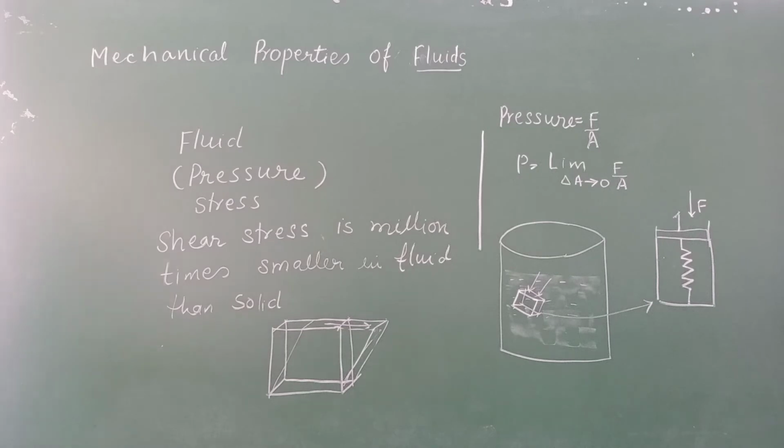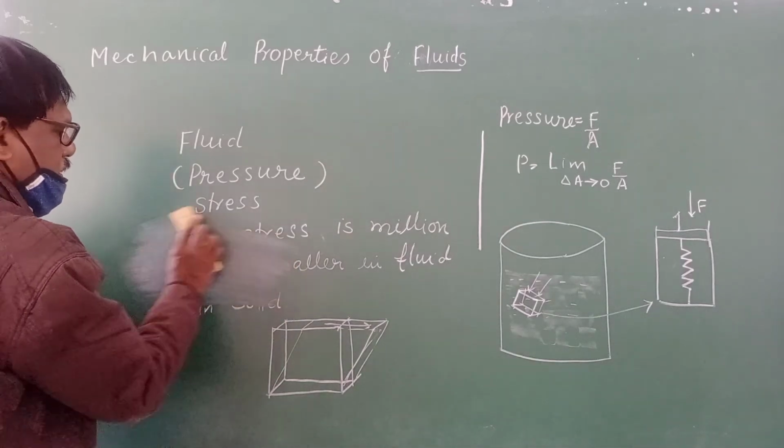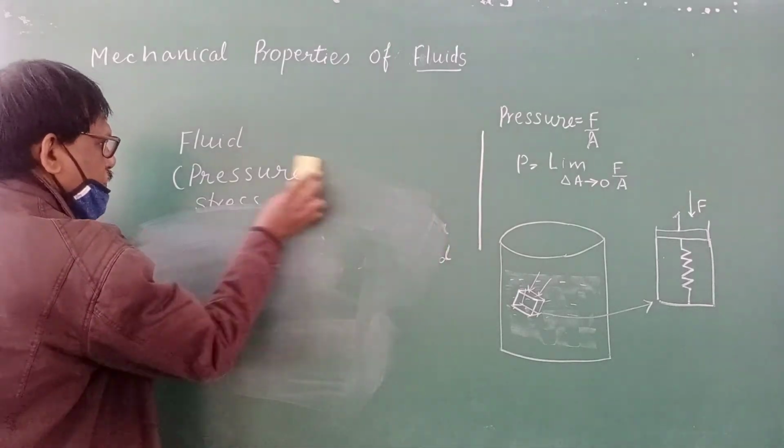It is a very important physical quantity. Its unit is Newton per meter square, and its dimension will be equal to that of Young's modulus. You know Young's modulus, Y equals mgl by pi r square. So that is its dimension.